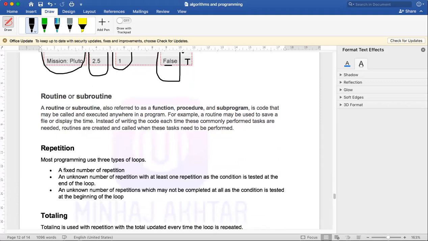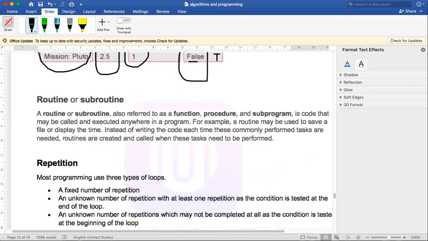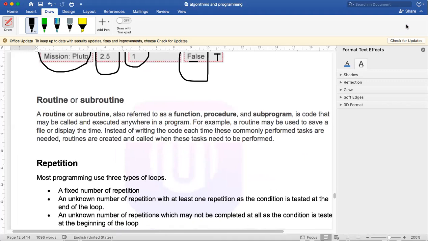So let's proceed to the topic, routines or subroutines. A routine or a subroutine, also referred to as a function, procedure, or subprogram, is code that may be called and executed anywhere in a program.